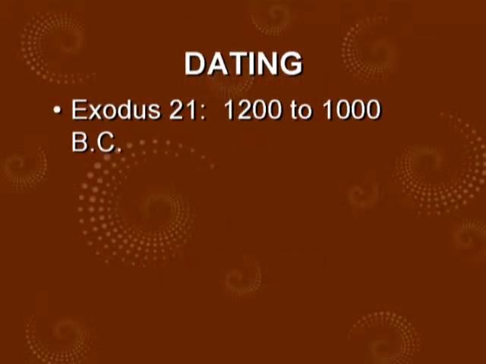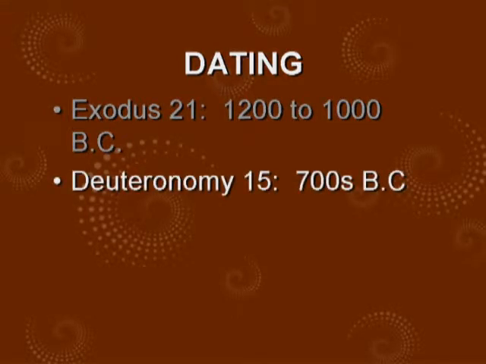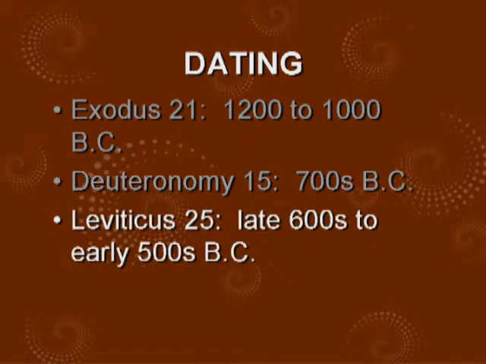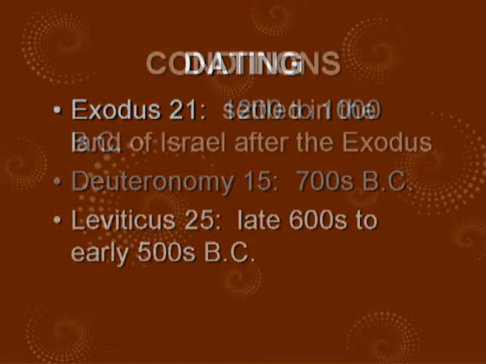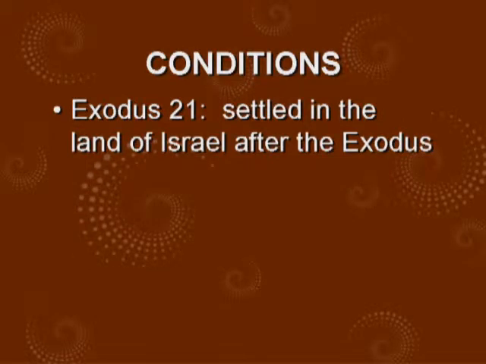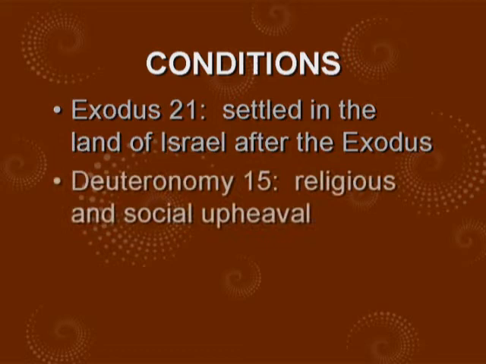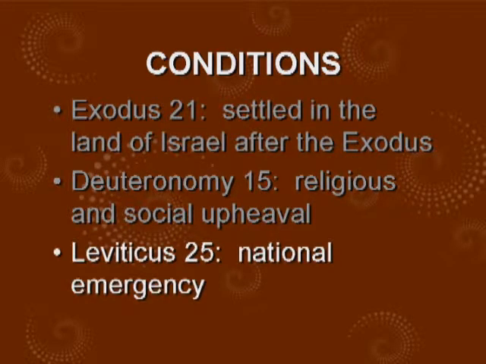Exodus 21 dates from around 1200 to 1000 BC, Deuteronomy 15 from the 700s, and Leviticus 25 from the late 600s to the early 500s. In Exodus 21, the Israelites are settled in the land of Israel after the Exodus. In Deuteronomy 15, they are experiencing religious and social upheaval, internal domestic problems. In Leviticus 25, they are facing a national emergency, threats from abroad.